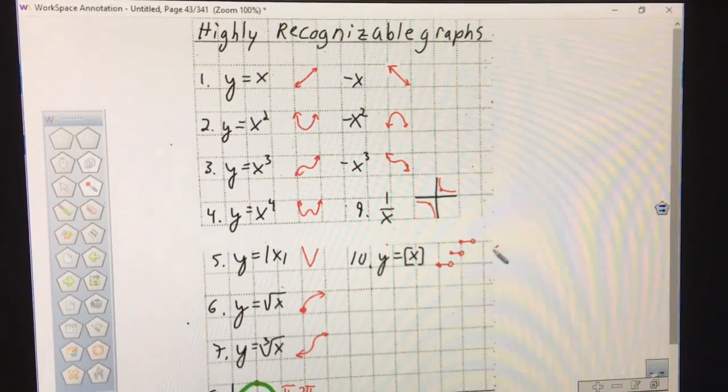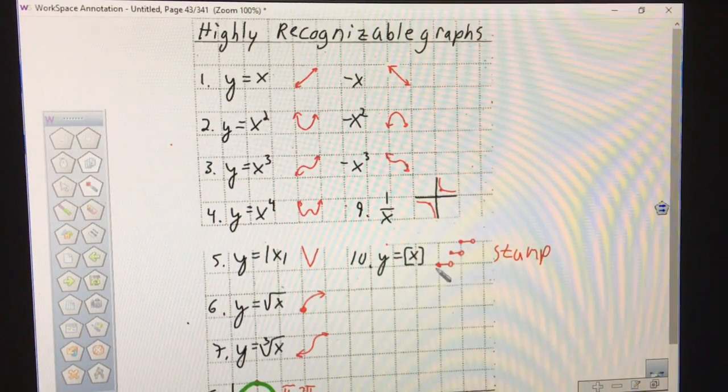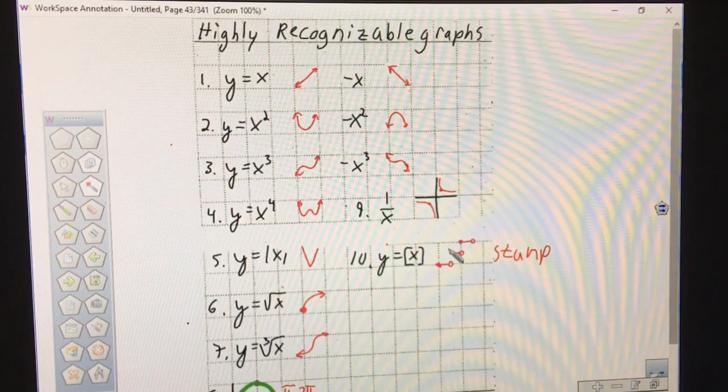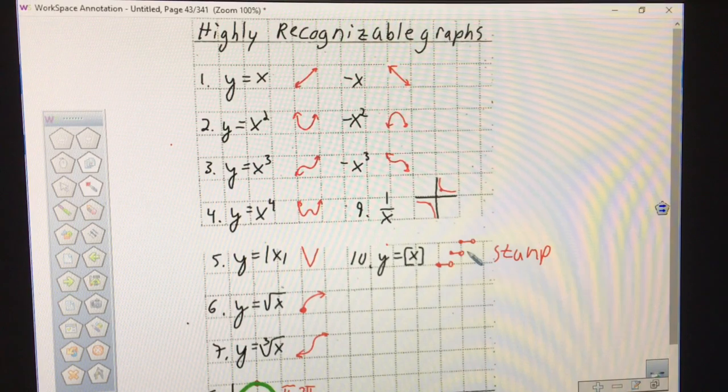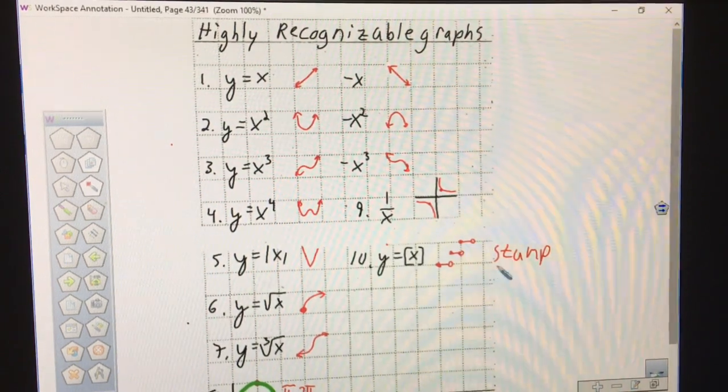They call it a step function. Some people call it a stamp function because the prices of stamps stay the same for a year. And then they raise the price, and it stays the same for a year. And they raise the price, and it stays the same for a year. It's sometimes called the stamp function.